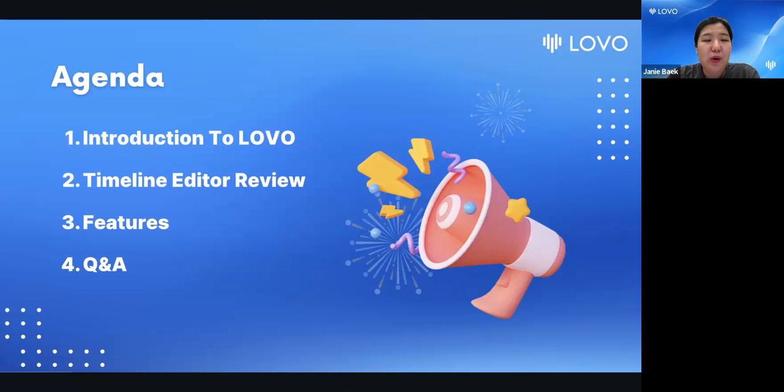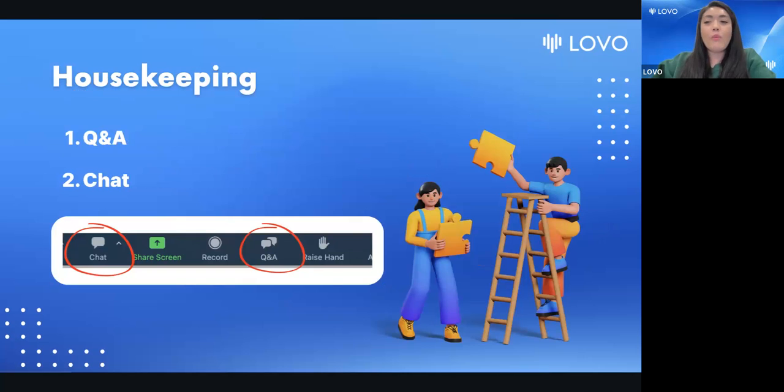So in terms of what we're going to go over, we're going to do a brief introduction to LOVO and who we are, what we do, and then we'll jump right into the main topic of today's conversation, which is our timeline editor, giving you a quick tour and going over the main features. Then we'll wrap things up at the end with the Q&A section, which is my favorite part. Cool. Okay, great. So let's get started with the intro to us. A bit of housekeeping first.